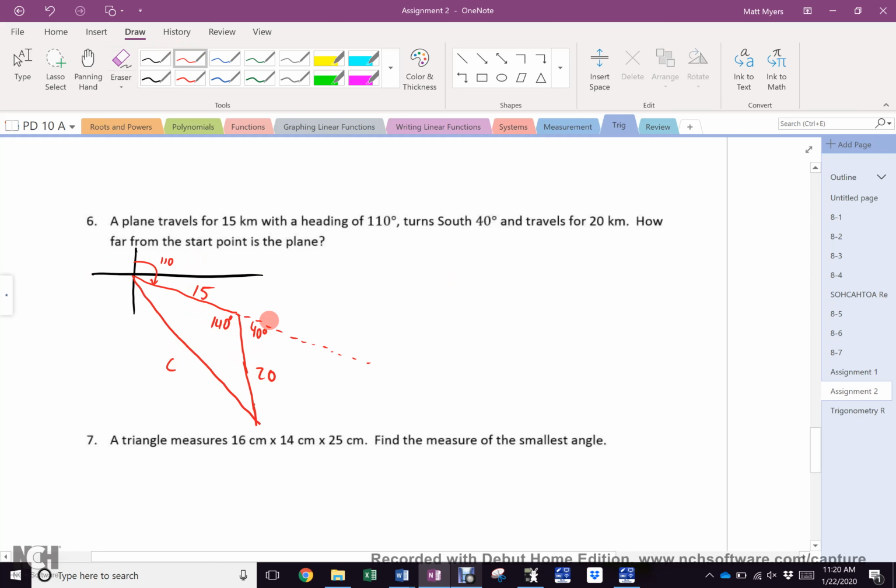So this is C. C equals the square root of 20 squared plus 15 squared minus 2 times 20 times 15 times cos 140. 0.9 km.